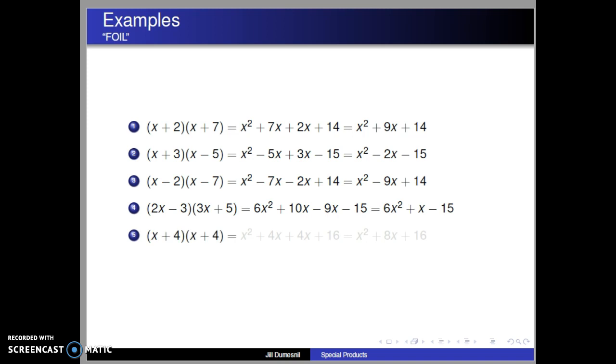To multiply x plus 4 times x plus 4, we can use the same process. Multiply the first two terms, the outer two, the inner two, and the last two terms. Then when we collect like terms, we get x squared plus 8x plus 16. Note that x plus 4 times x plus 4 is exactly x plus 4 squared, so we could have used the perfect square formulas.